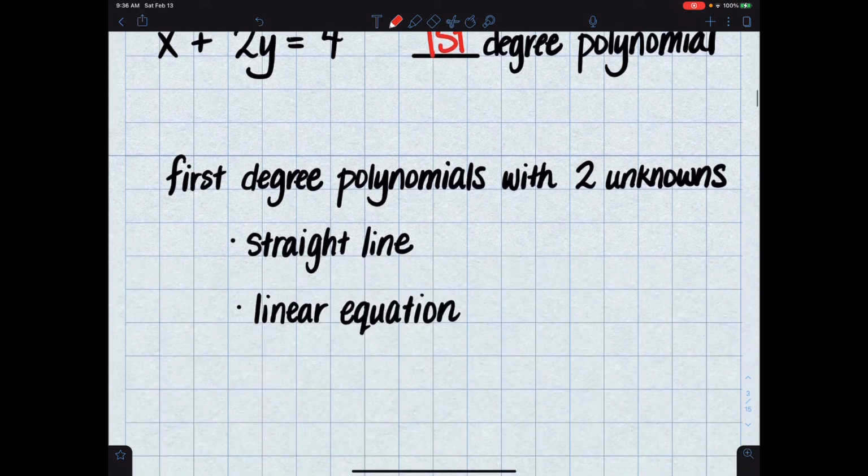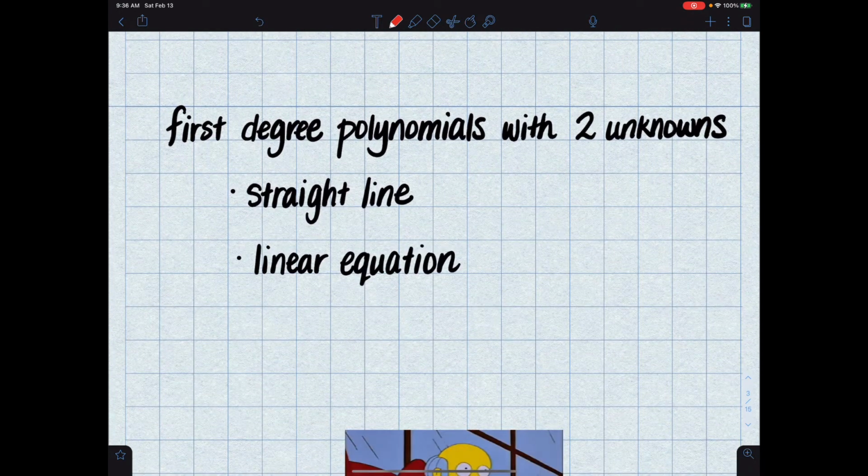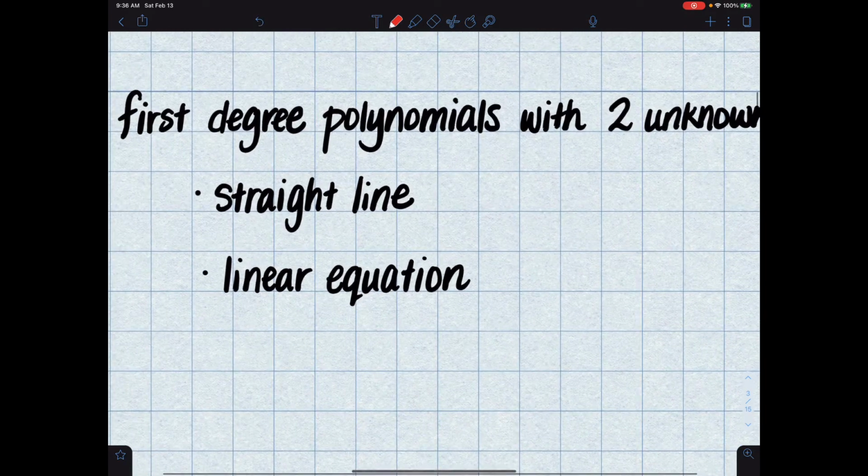All right, now, we also remember that what we've been talking about in a lot of these lessons recently are basically first degree polynomials with two unknowns, right? Because we've been talking about equations that look kind of like this.